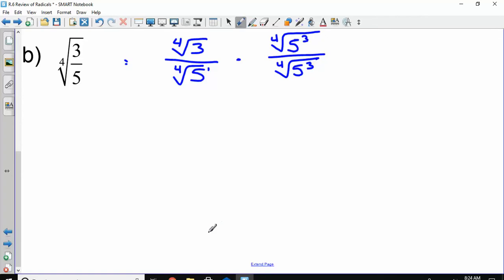Use your calculator if you need to here. Remember, just pull up that one on your Chromebook. I'm not going to tell you the answer. You guys can open your Chromebook and type it in for me. 3 times 5 to the 3rd.